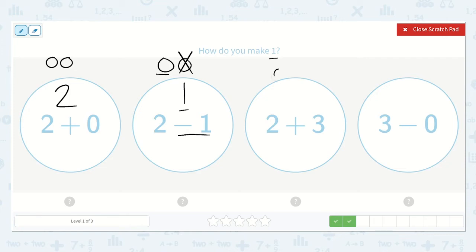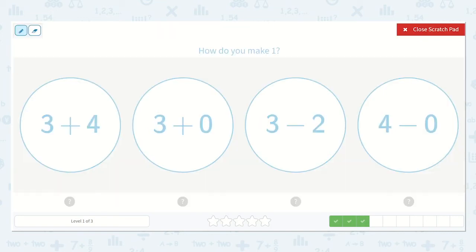Here I have 2, 1, 2, plus 3. 1, 2, 3. That is 1, 2, 3, 4, 5. That is too much. Here I have 3, and I take away or subtract nothing from it. So I still have 3. So how do we make 1? 2 minus 1.